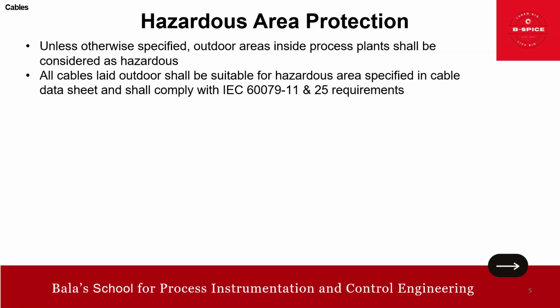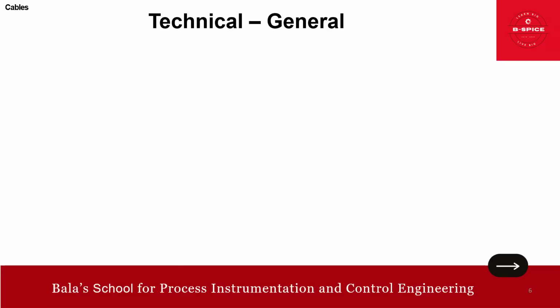Just remember these codes. All cables laid outdoor shall be suitable for the hazardous area specified in the cable data sheet. Hazardous area means the zone and all this. And shall comply with IEC 60079 Parts 11 and 25 requirements. This is about the hazardous area.